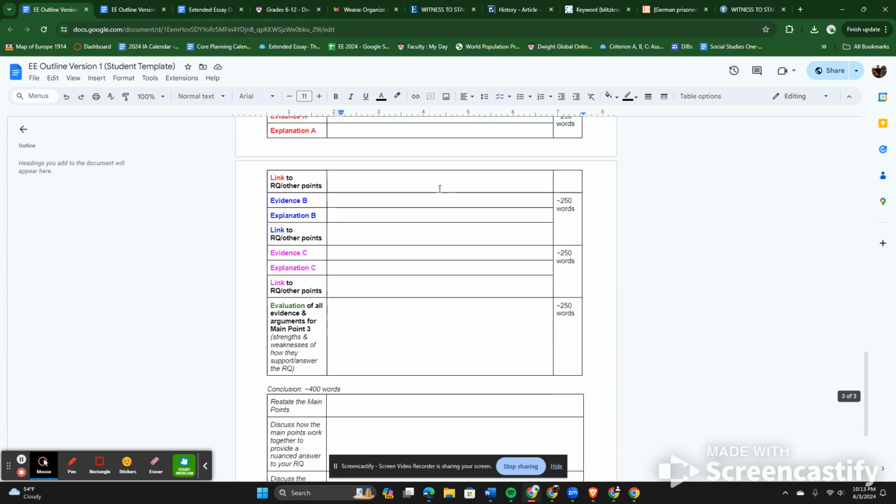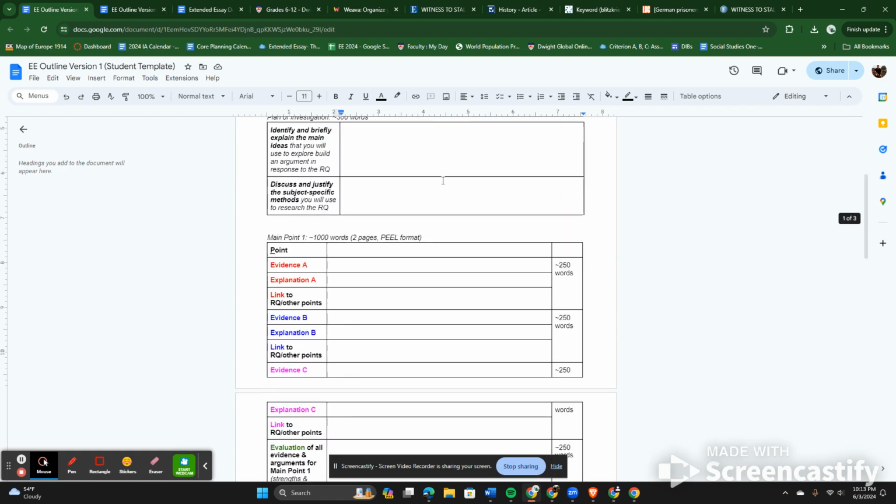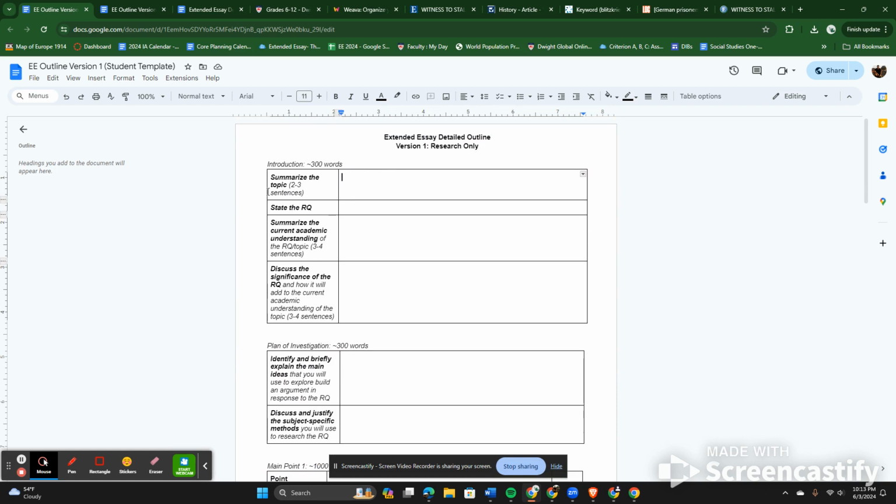All right, so the first one for research only follows what I call the PEEL method for research. We start with your introduction here. I've recommended about 300 words. Again, this does not need to be followed to a T. If it is a little over, a little under, that's fine. This is intended to guide you to target that 4,000 word total once it's all put together.